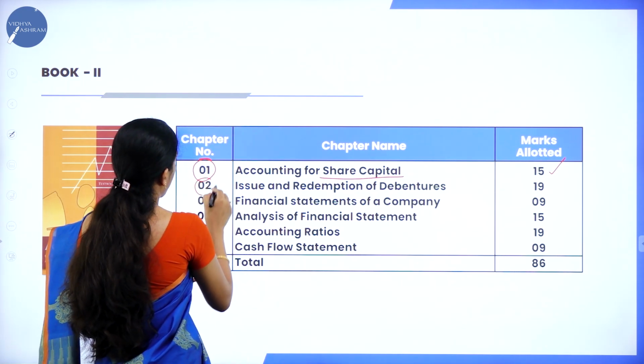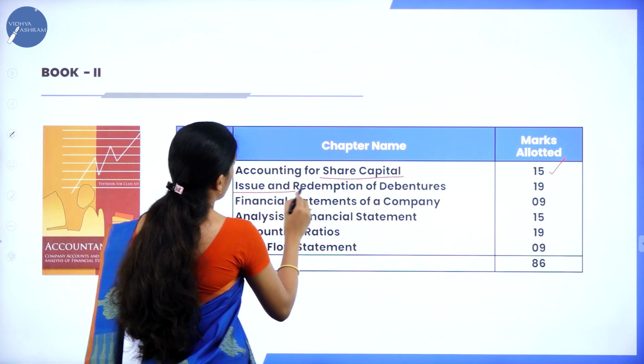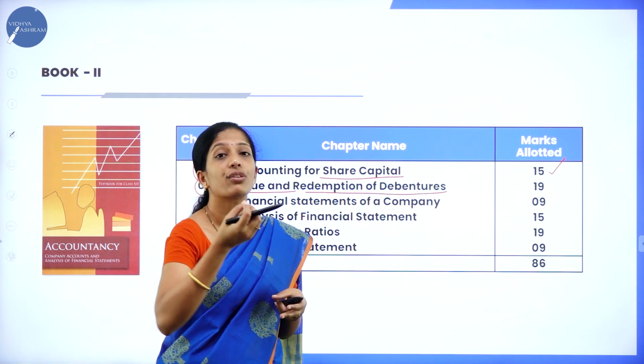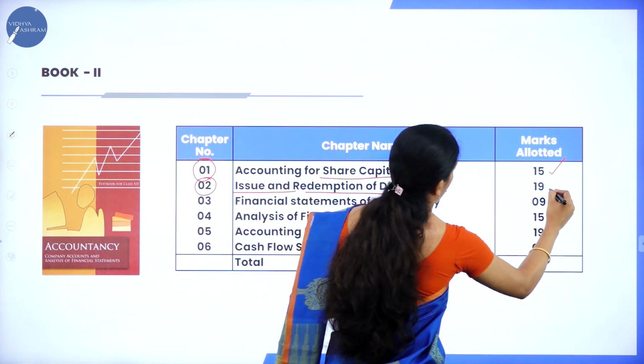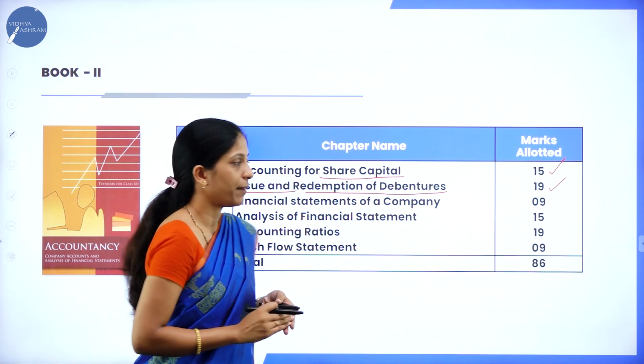Next, your second chapter is issue and redemption of debentures, where you are going to learn how the debentures should be issued and how you are going to redeem those debentures. This is also an important chapter and the weightage is 19 marks from this particular chapter.